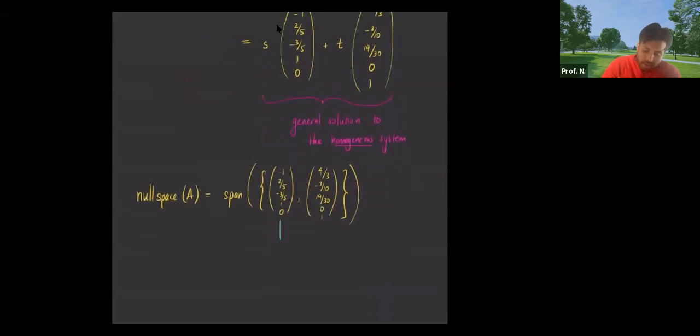So let me just say this also, because these are linearly independent. So this is a linearly independent spanning set. So it's a basis for a null space. So they constitute a basis.